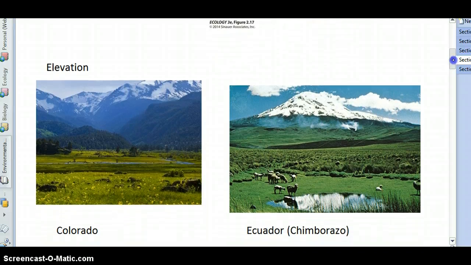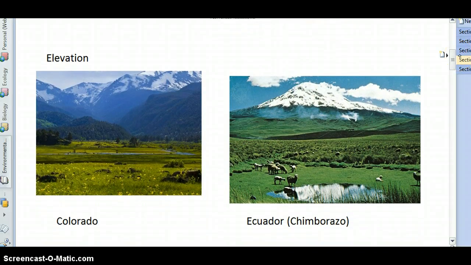I've already talked about elevation, but here's a good example. Ecuador is right on the equator. Chimborazo is almost right on the equator, and it's about a 20,000 foot mountain. So even though you're at the equator, when you're up there, you have a very mild, even cool climate, and cold, obviously, on the top of the mountain, comparable to what you might find in Colorado, which is much further north from the equator.